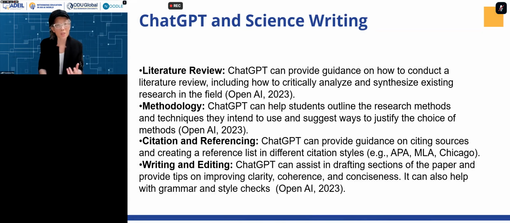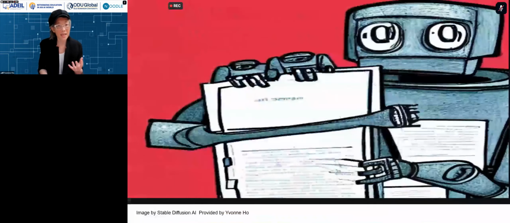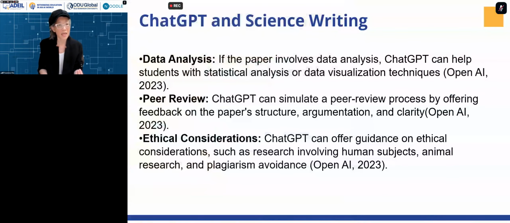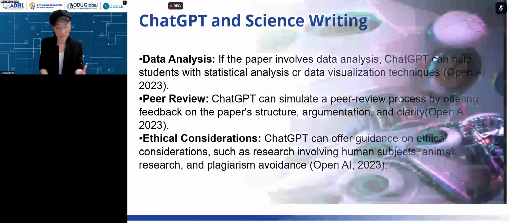And so ChatGPT can help students outline their research methods and techniques. It can help them with the formatting of citation and referencing, and it can help them with writing and editing. And it can help them with data analysis. And you could ask ChatGPT to peer review their entire science paper for any weaknesses in argumentation or in methodology.